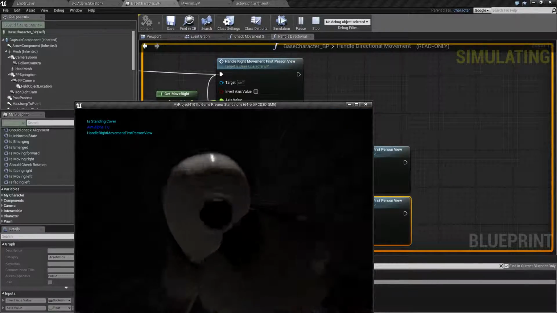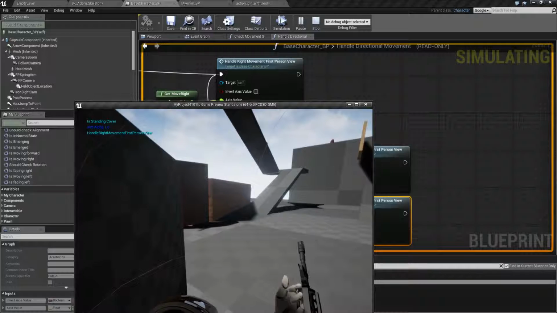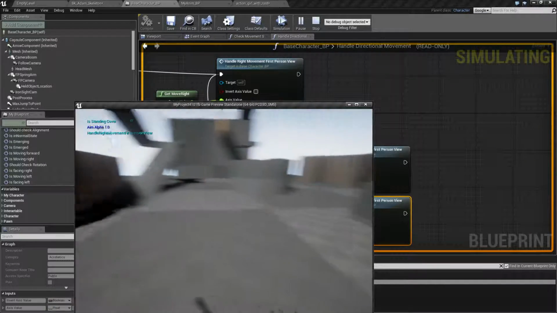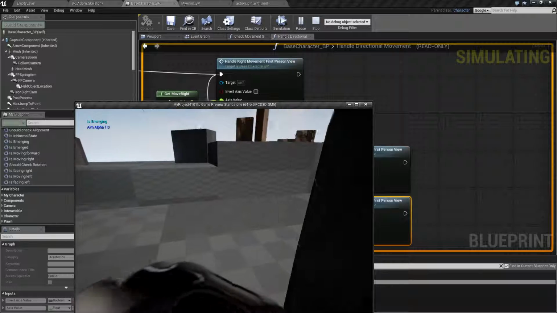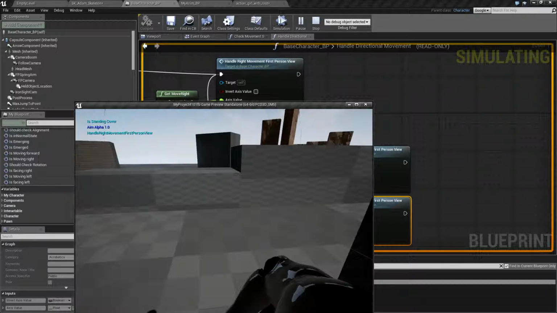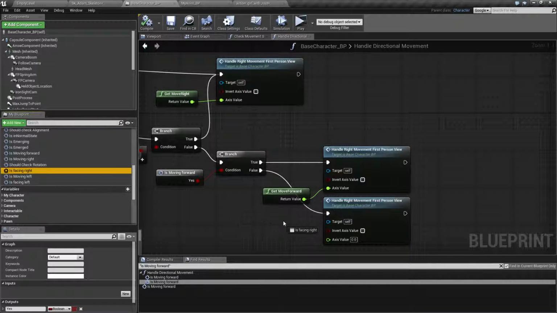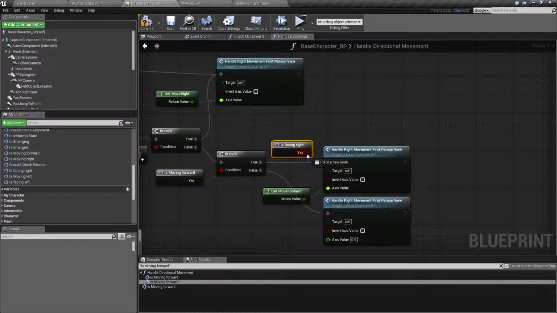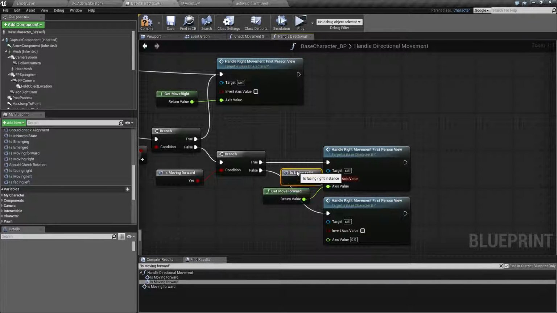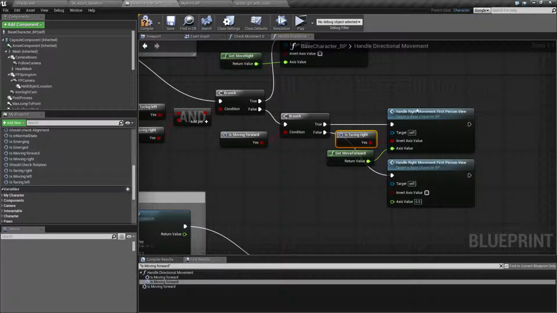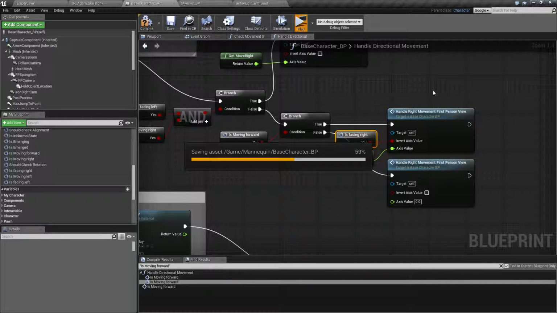So go into first person, and now I'm looking to the left and pushing forward. I'm looking to the right and okay, it's moving the wrong direction. Okay, so I need, if is facing right into this one, because I need to invert the value if I'm facing the other way. I hope that made sense. So if I'm moving forward and I'm facing right, then I need to invert the direction. That's what I made this for.